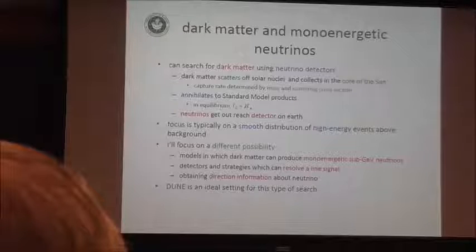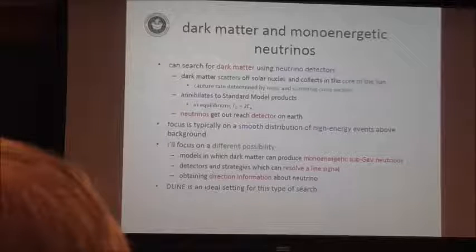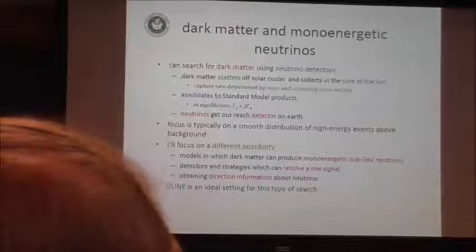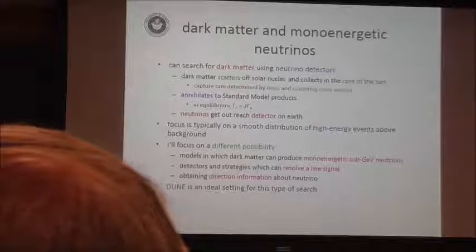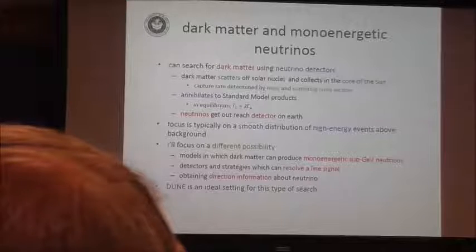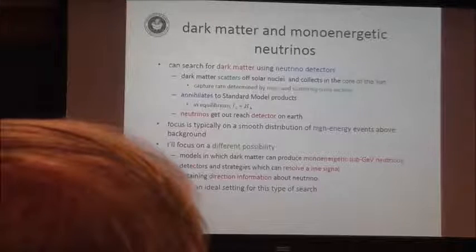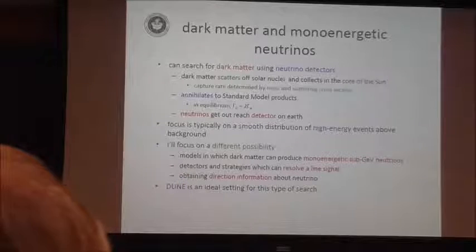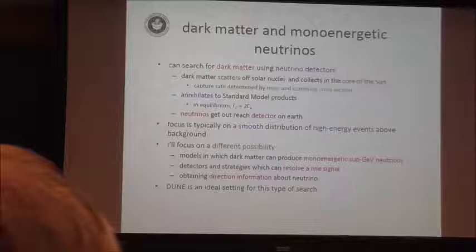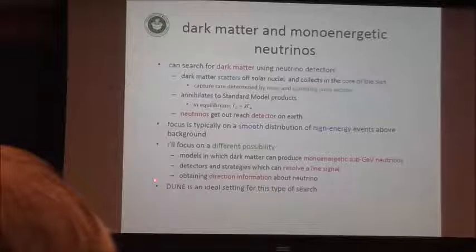But I'm going to focus on a different possibility, which comes in 3 different parts. On the one hand, looking for models in which dark matter annihilation can actually produce monoenergetic sub-GeV neutrinos, and looking for detectors and strategies which can resolve this kind of a line signal. And then the more recent focus is on trying to obtain directionality information from the neutrinos, in particular, seeing if this neutrino is actually coming from the direction of the sun. And I'll try to argue that DUNE becomes a really nice place to look for this type of search.